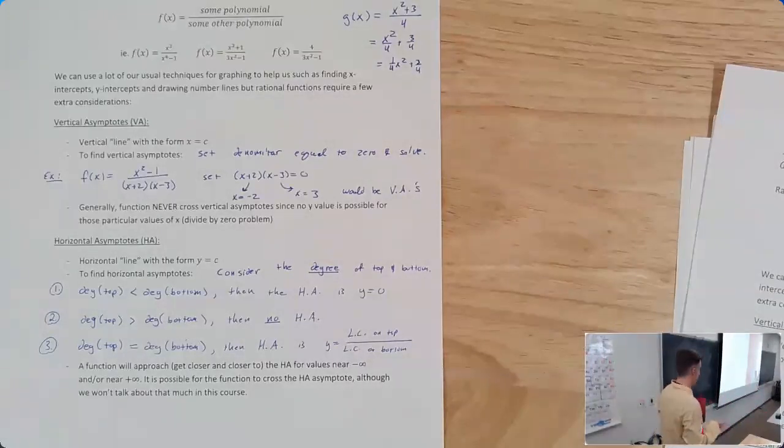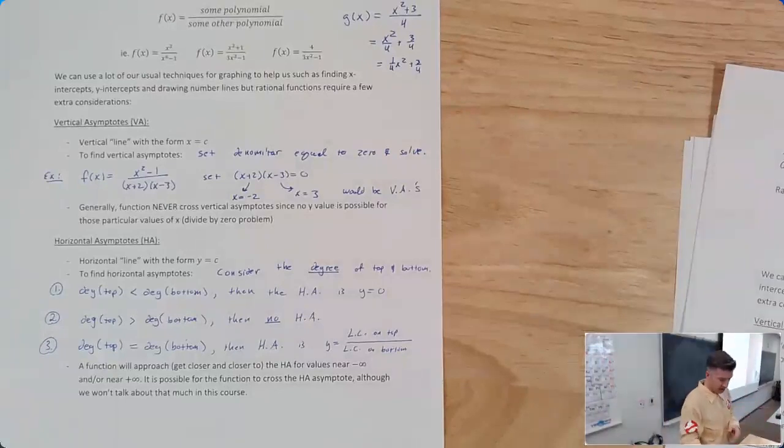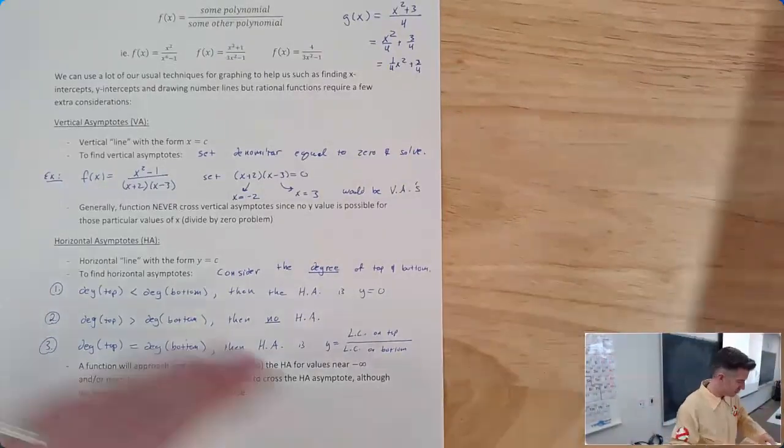Okay, that's all the preamble. The rest is just doing examples. So we'll do some graphs and we'll talk about how to find the horizontal asymptotes and vertical asymptotes. And please, if you have questions about what we're doing, don't hesitate to ask.